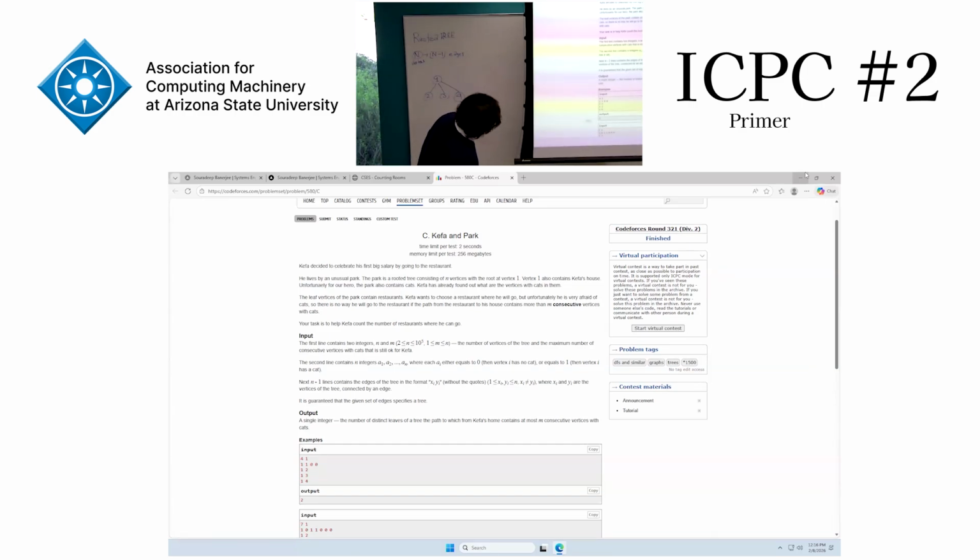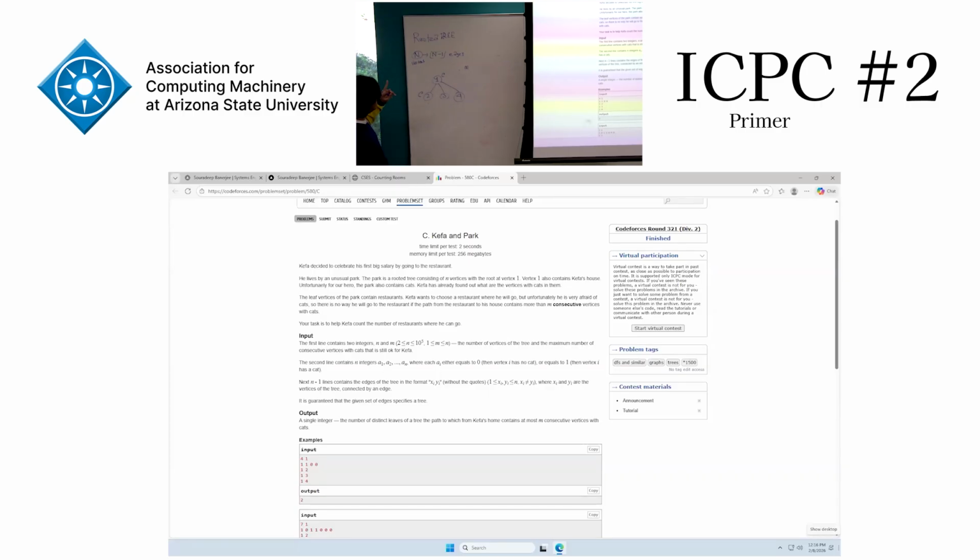They also mention which one of them has a cat. Now I forgot what 1 and 0 mean here. They mentioned that somewhere. Yeah, 1 means it has a cat. So this has a cat, and the second one has a cat. And M here is 1, right?